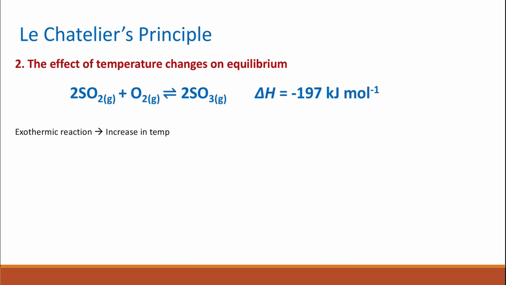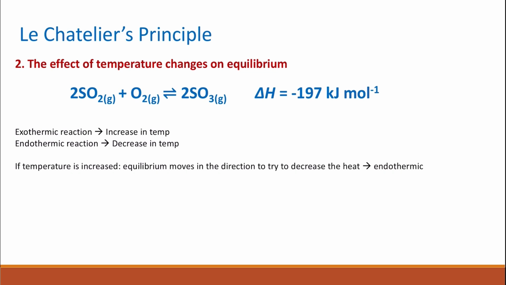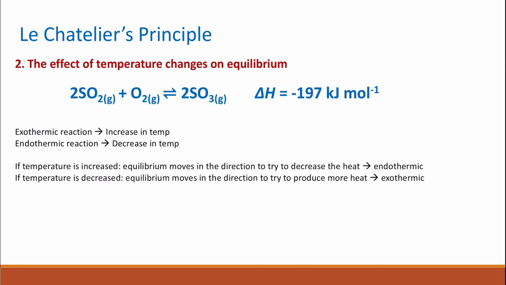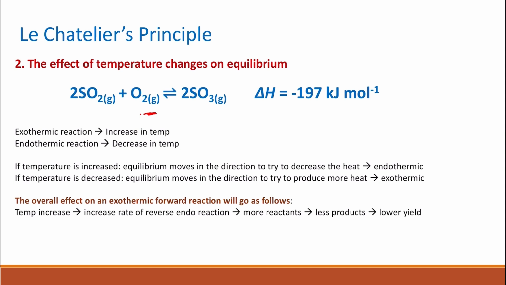We know that an exothermic reaction will lead to an increase in temperature and an endothermic reaction will lead to a decrease in temperature. So if the temperature is increased, the equilibrium will move in the direction to try to decrease the heat, so towards the endothermic reaction. And if the temperature is decreased, the equilibrium will move in the direction to try to produce more heat, so towards the exothermic reaction. The overall effect for this particular reaction, where the forward reaction is exothermic: if we increase the temperature, the reaction will shift towards the left-hand side, toward the reverse reaction, towards the endothermic reaction. So the yield will decrease, or the concentration of the products will decrease.